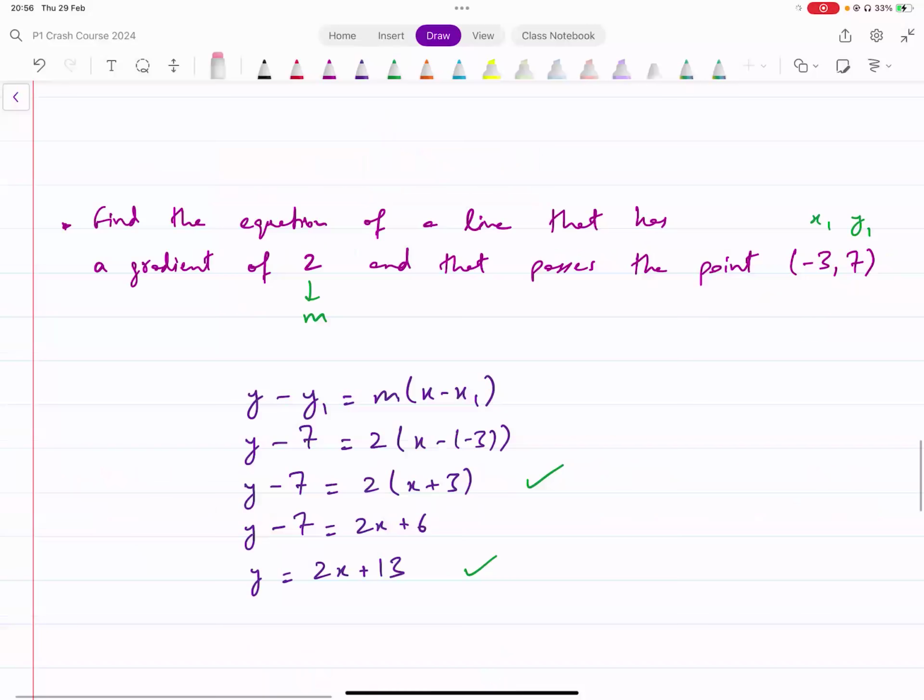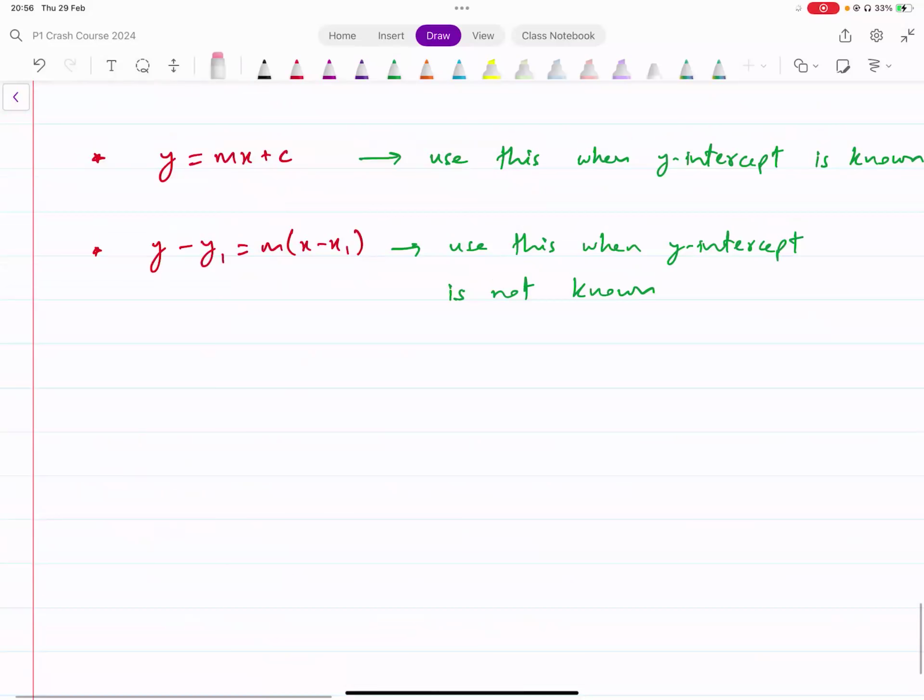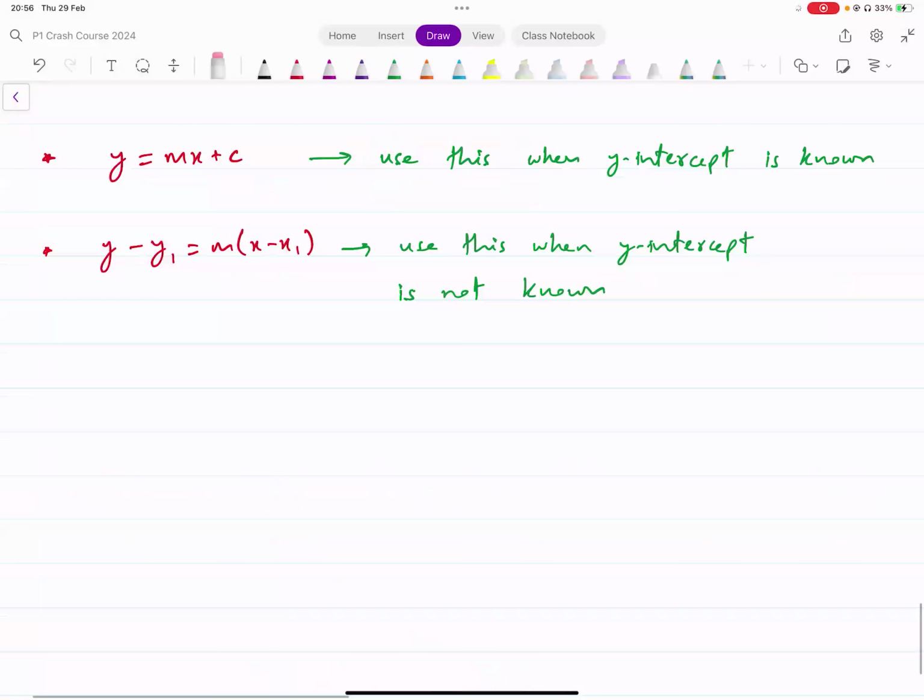We did some examples of this as well. We said y equals mx plus c is more efficient to use when you have the y-intercept given, and y minus y1 equals m into x minus x1 is more efficient to use when you have a point given, when you don't have the y-intercept given but have another point given. So when y-intercept is given, use y equals mx plus c. When y-intercept is not known, use y minus y1 equals m into x minus x1.